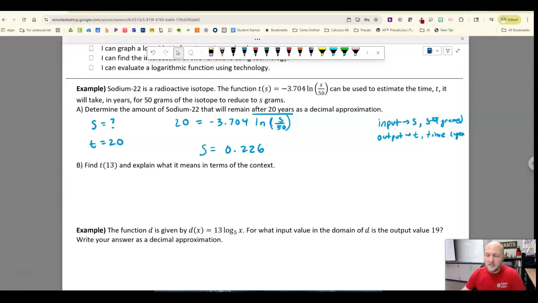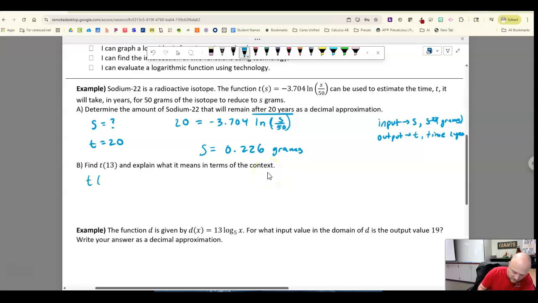And remember, this is in terms of grams. So after 20 years, there will be 0.226 grams of sodium-22. Although I don't think units are required, but anyway. Okay, B, find T of 13 and explain what it means in the context.